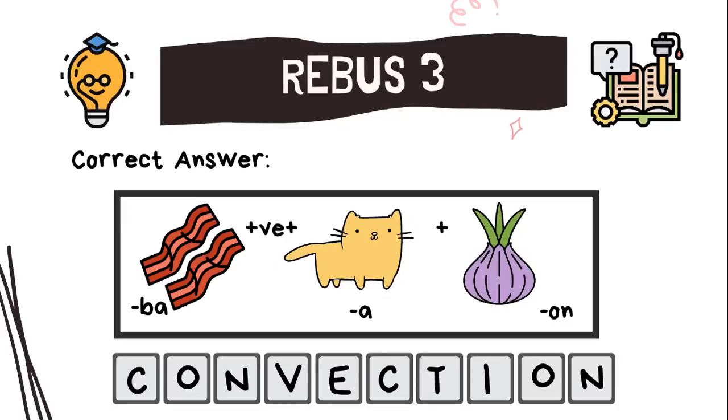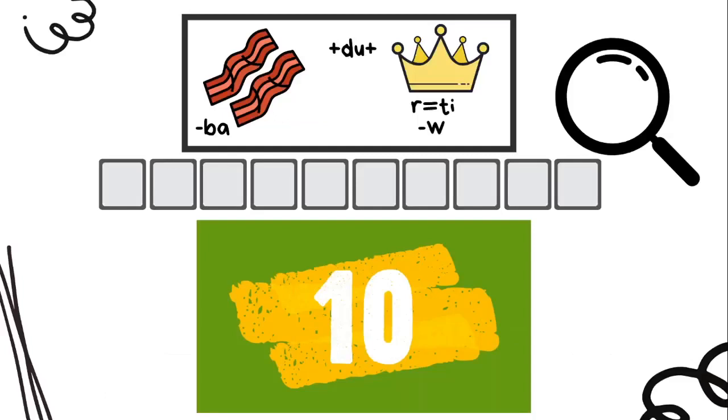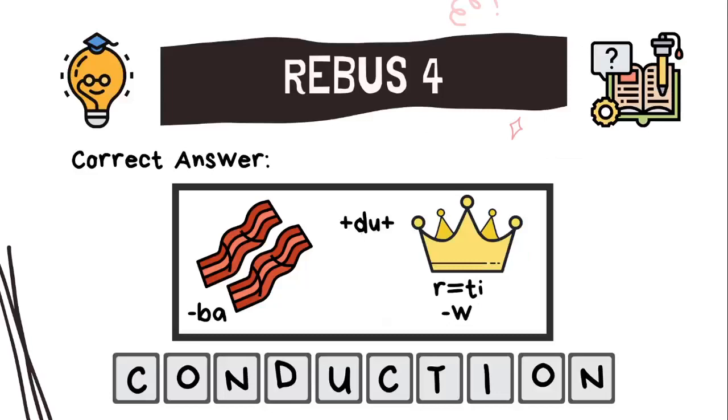Let's check if you can do this next one. A mode of heat transfer that takes place due to the vibrating and colliding particles of objects that are in contact. 10 seconds and it also has 10 letters. Go. Your 10 seconds is up. The correct answer is conduction.